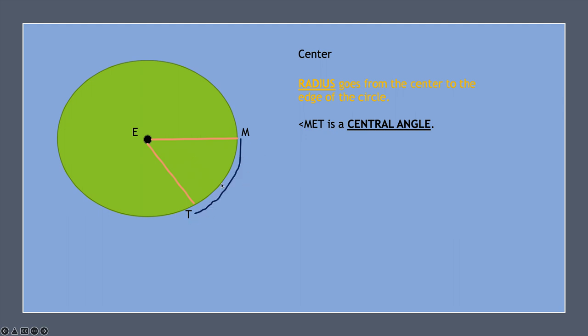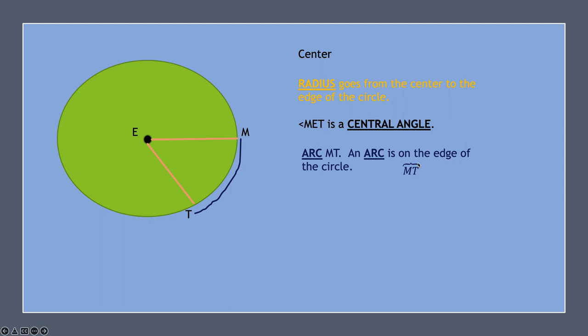MT is what we call an arc. An arc is a piece of the perimeter or circumference of the circle. All right, it's on the edge. Now, let's be perfectly clear. See what I wrote there, arc MT? That is not the proper symbol for arc.